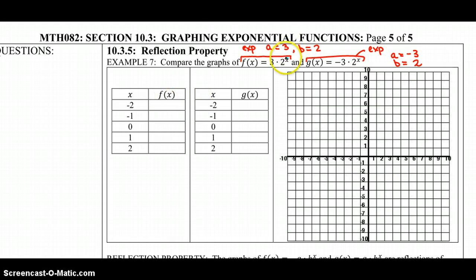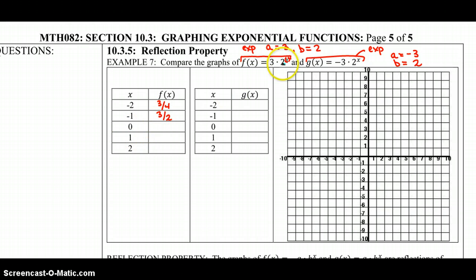So if we put in some values, and again I'm going to put parentheses around our x before we substitute for the variable, especially important when we're plugging in negative numbers and fractional exponents. Okay, so here we're going to do 3 times 2 to the negative 2. 2 to the negative 2, we get 1 over 2 squared, which is a fourth, times 3 is 3/4. 2 to the negative 1 is 1 over 2 to the positive 1, so we get a half, times 3 is 3/2.